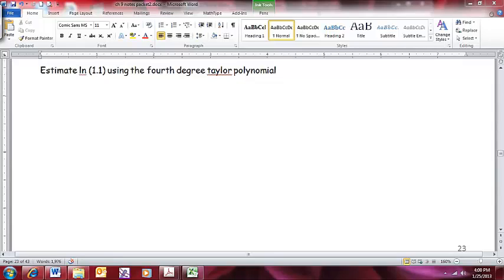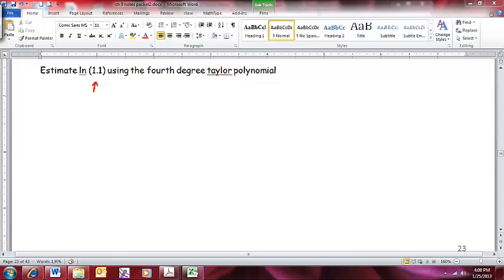Let's try one more Taylor polynomial here before we move on. So we want to estimate the natural log of 1.1 using the 4th degree Taylor polynomial. So the big question here is, where in the world is this centered? So we got to pick a center that's close to 1.1, but that we have to be able to take the natural log of. So I don't want to try the natural log of 2 because I don't know what the natural log of 2 is in my head.